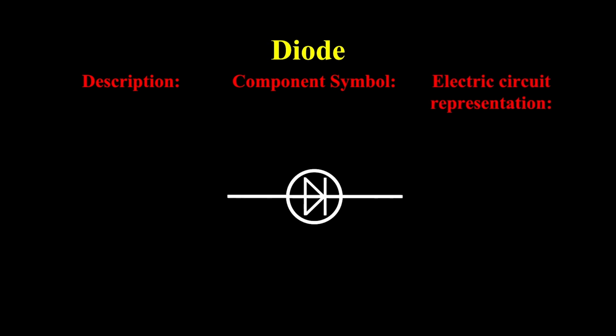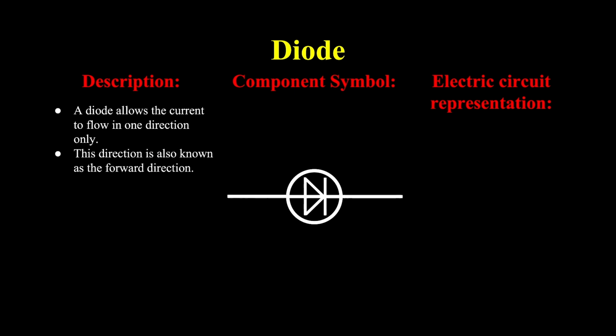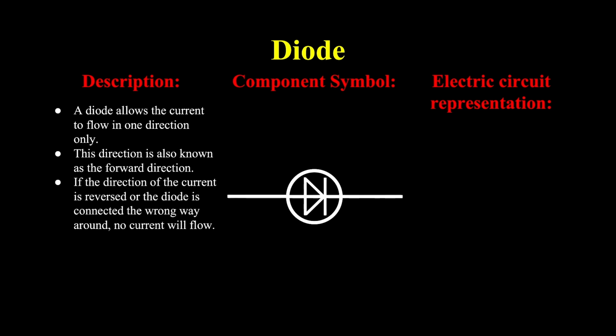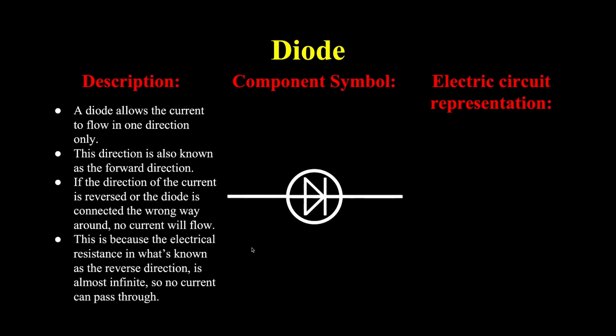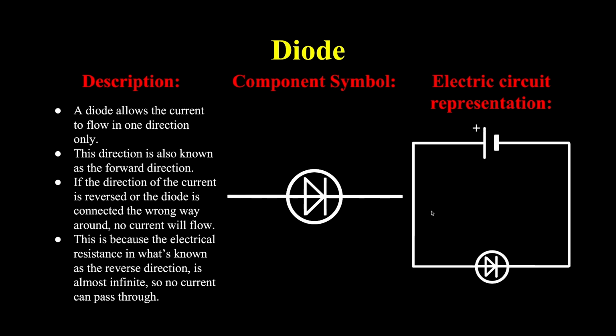Now let's look at diodes. Here is the component symbol for a diode. A diode allows the current to flow in one direction only. The direction is also known as the forward direction. If the direction of the current is reversed or the diode is connected the wrong way around, no current will flow. And this is because the electrical resistance in what's known as the reverse direction is almost infinite, so no current can pass through. And here's a representation of a diode in an electric circuit.